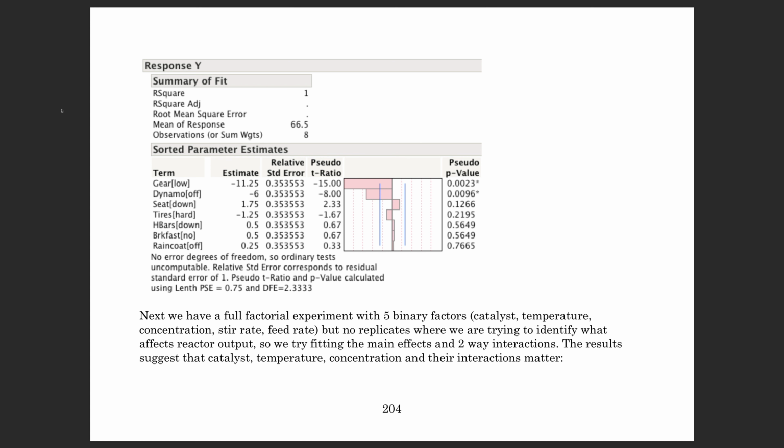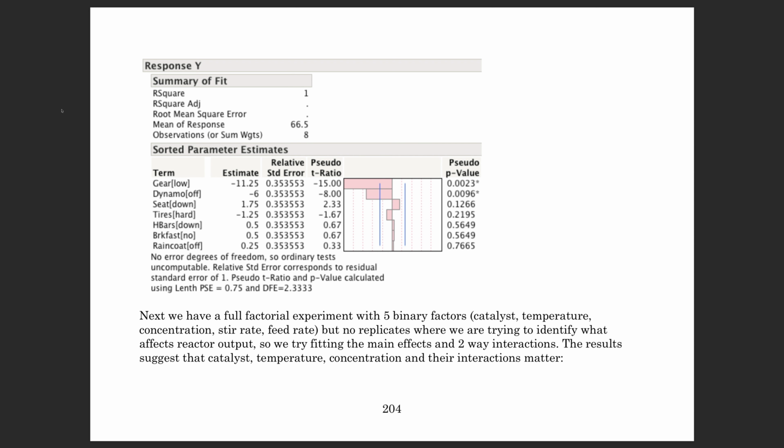The t-ratios are here telling us the relative importance. So we can see that gear is one key thing and dynamo is a key thing. Everything else is relatively small. Okay, so in that situation, we might repeat this with just looking at the gear and the dynamo. So next we're going to look at a rather more serious example.